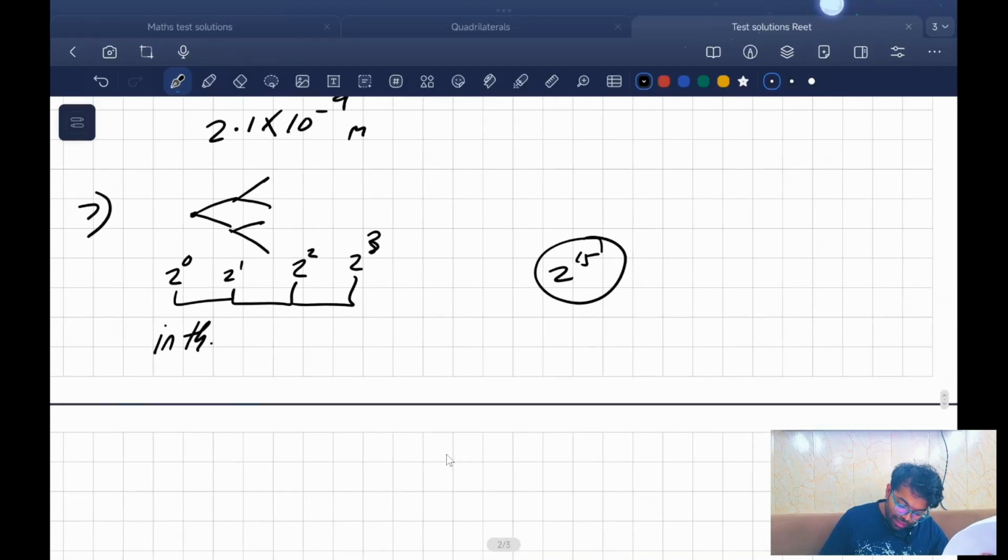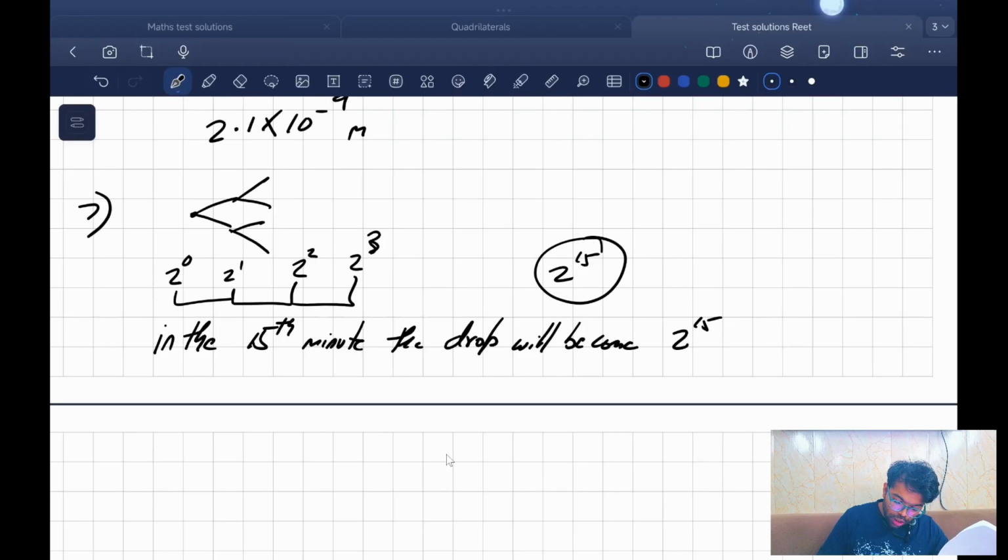In the 15th minute, the drop will become 2 to the power of 15. Understood the logic? How you get it? Clear? So in the 15th minute, the drop will become 2 to the power of 15. Am I right? आगे बढ़ते हैं.